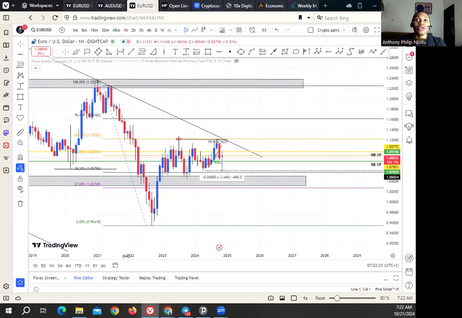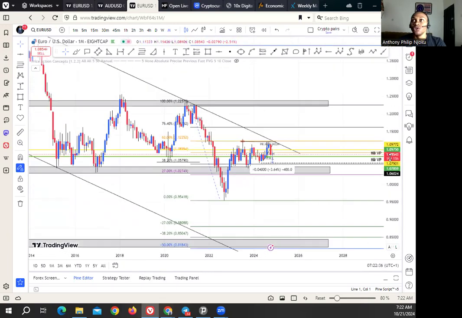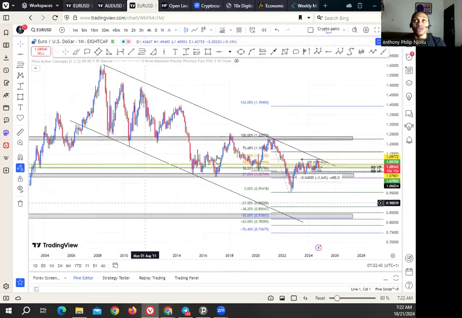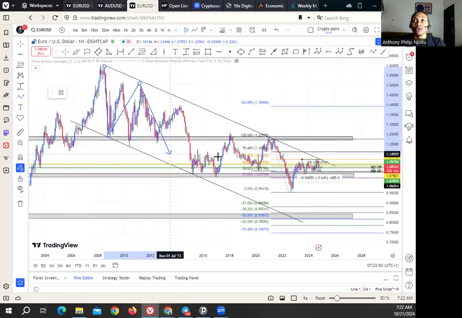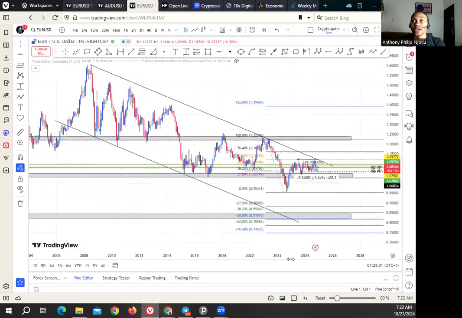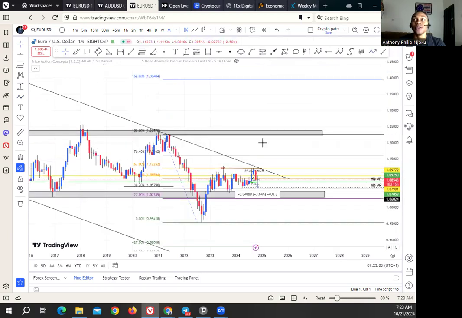So on the monthly time frame on EUR/USD, what do we see? We see that the market is in a bearish channel, creating lower lows and lower highs. Okay, that's what a bearish channel is. And this is the monthly time frame.